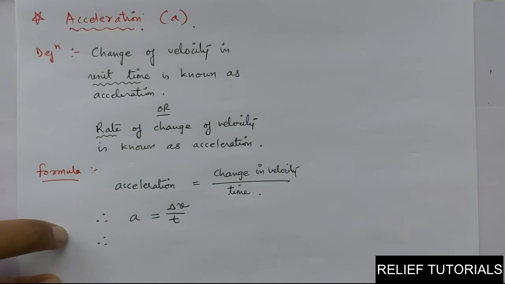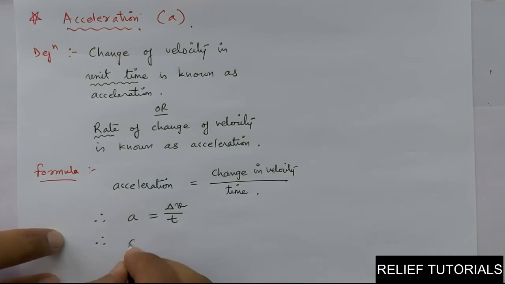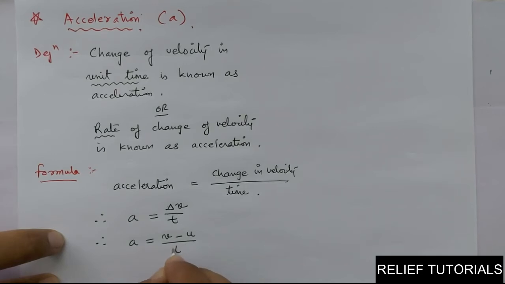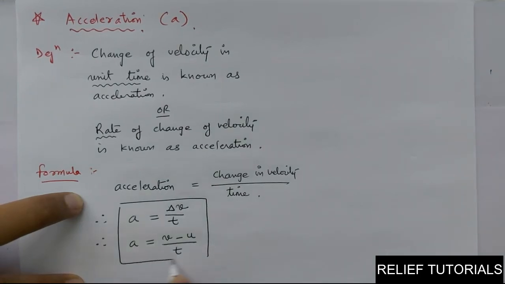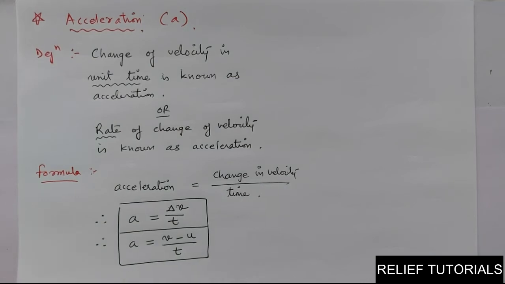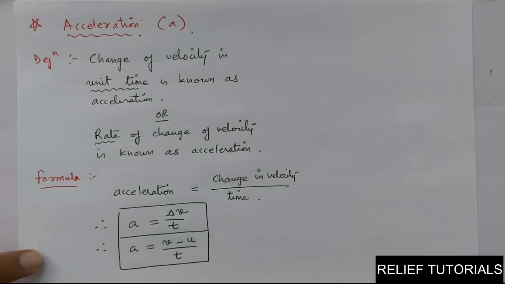Therefore, if you expand this, delta V means change, and change means final velocity minus initial velocity. So we have A is equal to V minus U by T. So these both are the same. This is the very important formula of the whole chapter. Many formulas we have already seen and many more we are going to see, but this is the very important formula of acceleration: A is equal to delta V by T, also called A is equal to V minus U by T.